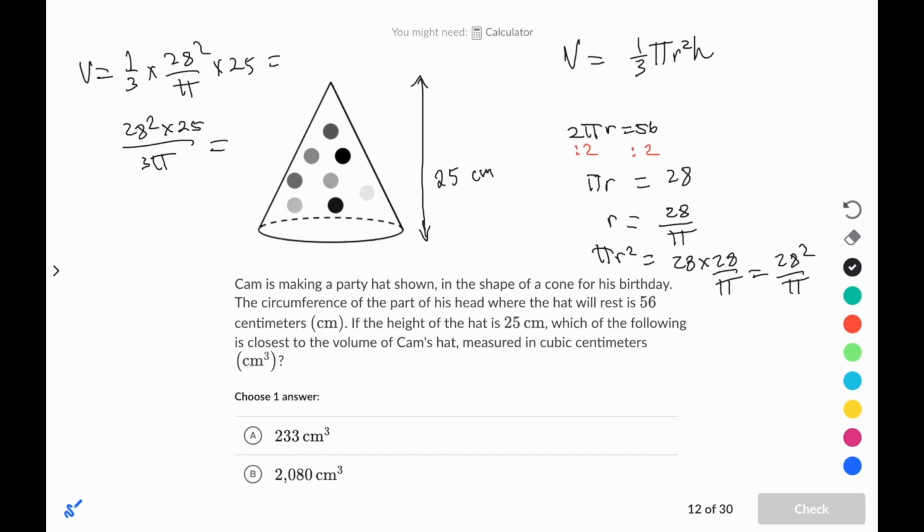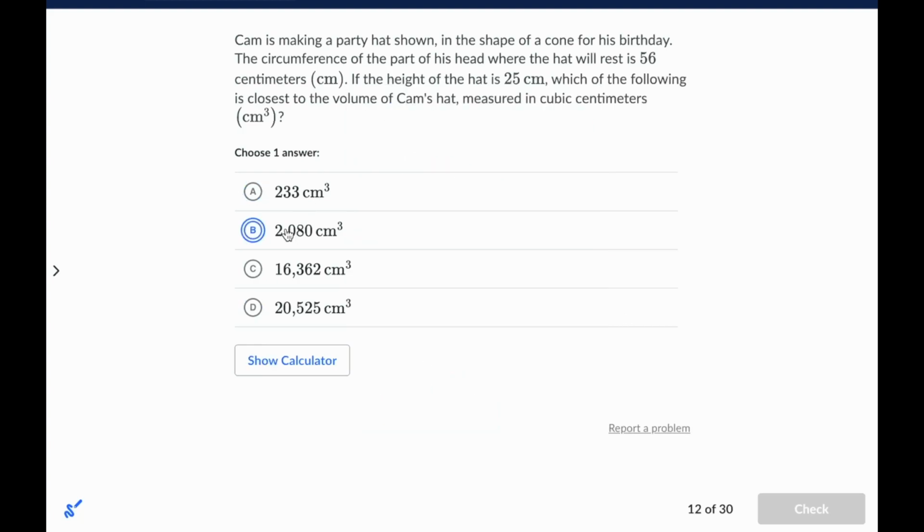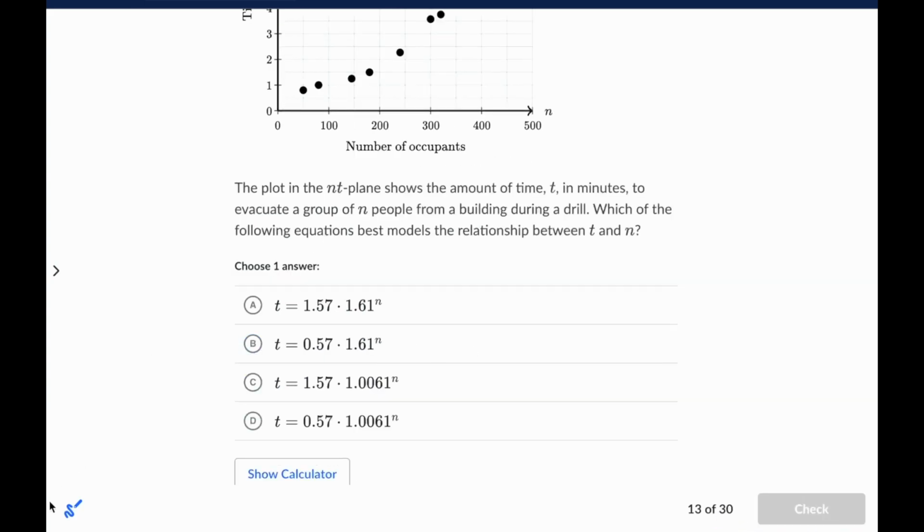So let's go ahead and do this. We need to find 28 squared, which is 28 multiplied by 28, and then multiplied by 25. And all of this should be divided by 3 pi. Oops, I think the calculator takes pi as in degrees in this case. So we need to do it in a different way. We divide by 3 multiplied by 3.14. Or we could just do 9, and we're left with 2080. So B should be the correct answer. Okay, let's move on.